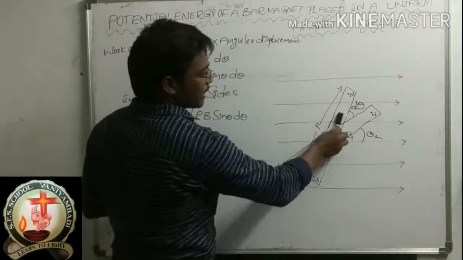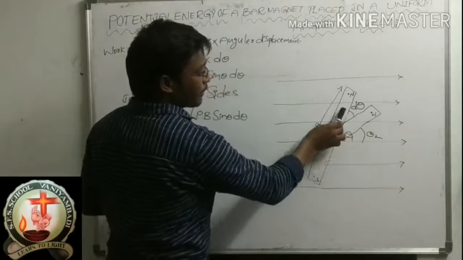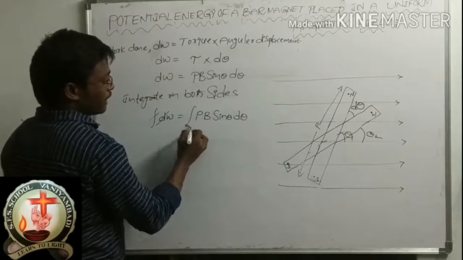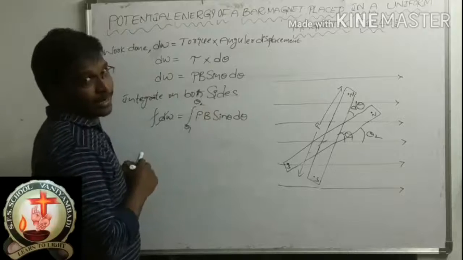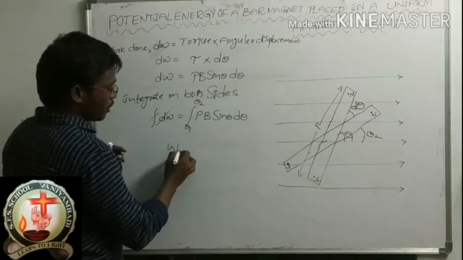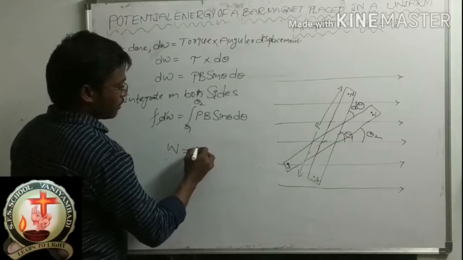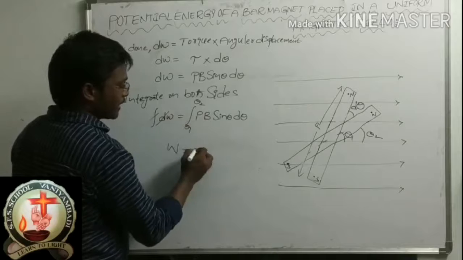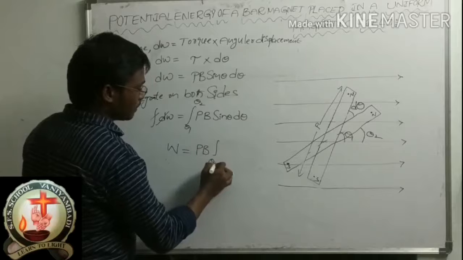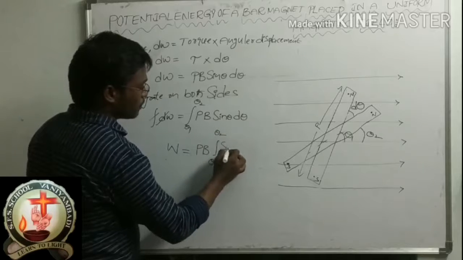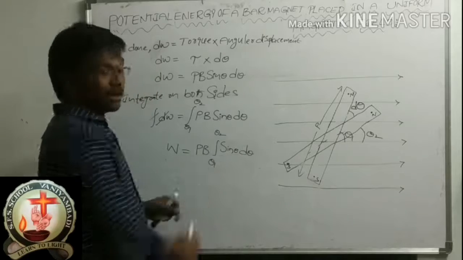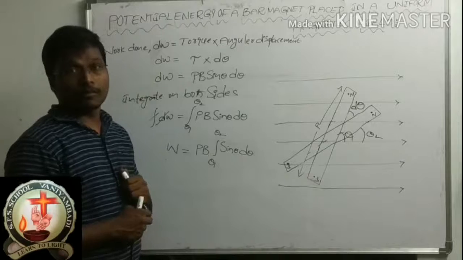What is the initial position? Theta 1. And after rotating, what is the angle? Theta 2. So here theta 1 and theta 2 are the limits. The integral and d cancel, so what is the remaining? W. Work done is equal to, I am writing this PB outside, PB integral from theta 1 to theta 2 of sin theta d theta. I hope you know the integral of sin theta is minus cos theta.